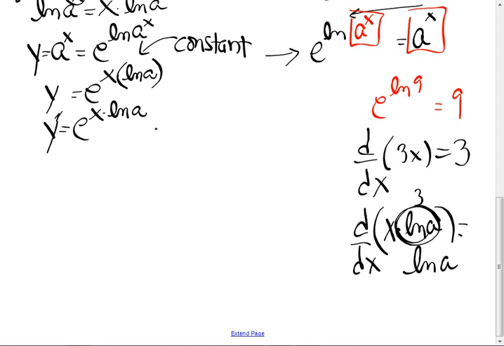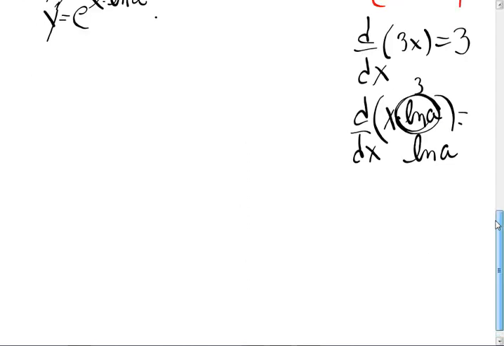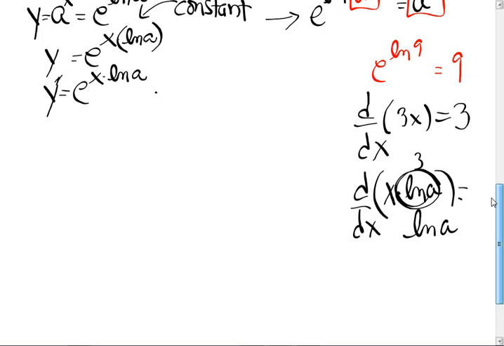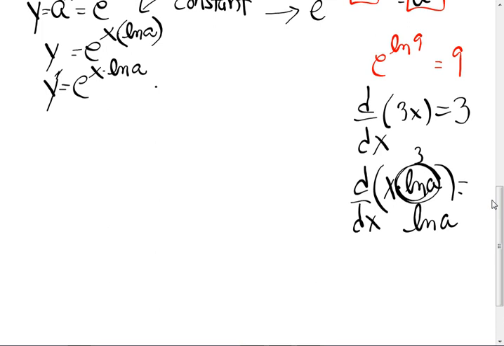No, we didn't have derivatives at the beginning of the year. I haven't gotten there. I'm working on it. So what's the derivative of x times the log of a? The derivative of this is just the log of a.